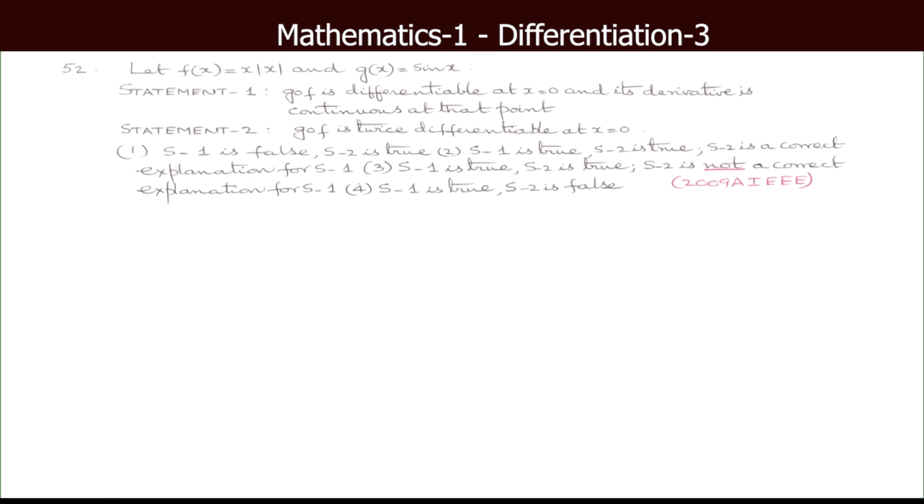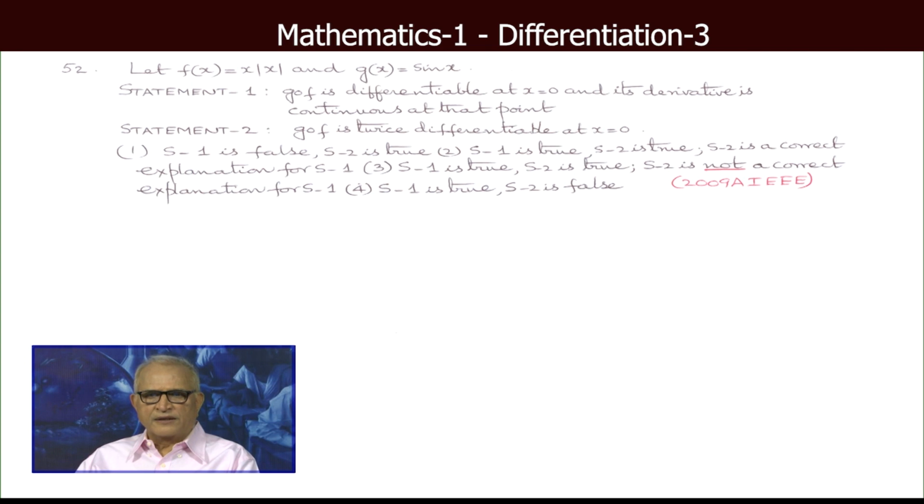Next, let f x equal to x mod x and g x equal to sin x. Statement 1, the composite function g circle f is differentiable at x equal to 0 and its derivative is continuous at that point. Statement 2, g circle f is twice differentiable at x equal to 0. Another EAPCET question. See, first thing is that x mod x is differentiable everywhere.